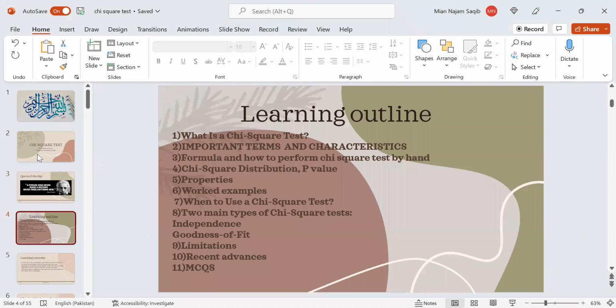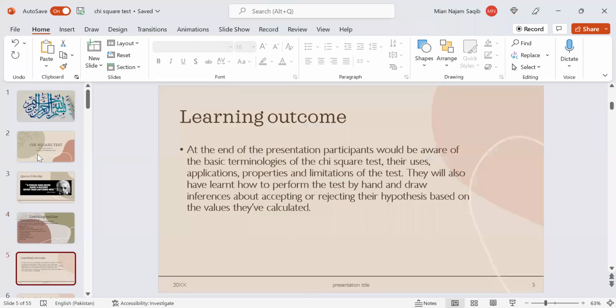The learning outline. What is basically a chi-square test? Important terms and characteristics. Formula and how to perform chi-square test by hand. Chi-square distribution, p-value, properties, worked examples, when to use a chi-square test. There are two main types of chi-square tests, with some details about independence and goodness of fit, limitations, recent advances, as well as MCQs.